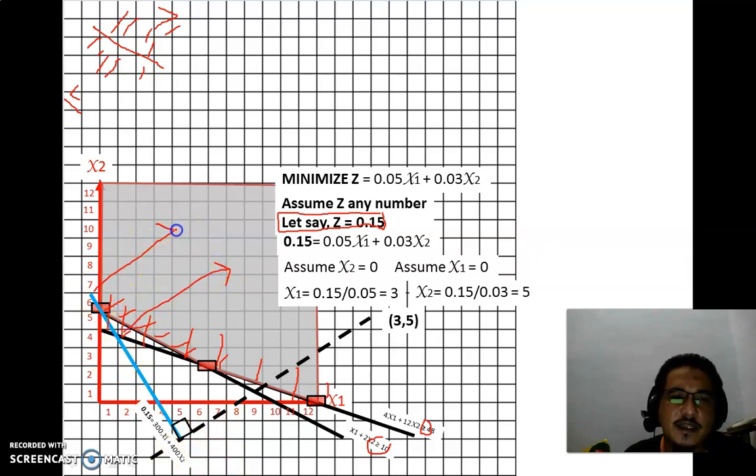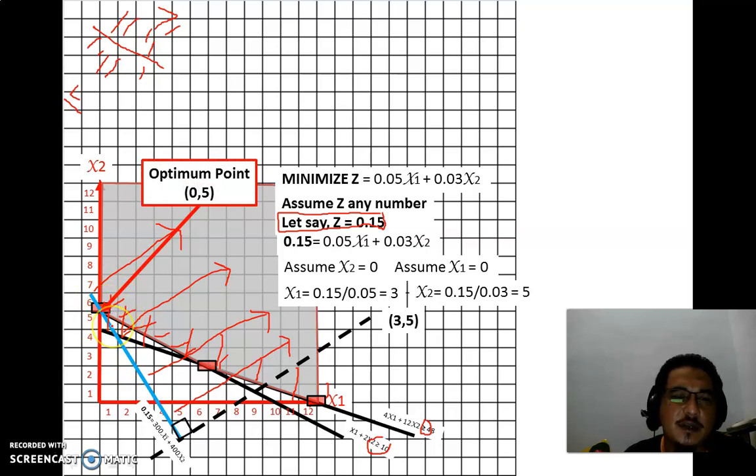For maximization, we need to find the last point of the possible points, here 1, 2, 3. For maximization it is the last point, but for minimization it is the first point we find when we move our line, our blue line. Since this is the first point when we move our line, that means here is the optimum point. The optimum point is 0, 5, that means s1 is 0, s2 is 5.